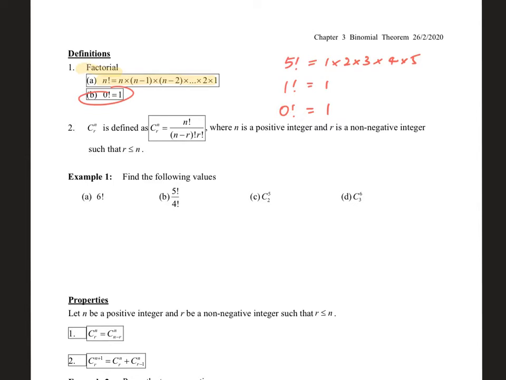For part B, of course, if you need to write the steps, you have 5, 4, 3, 2, and then 1 on top for 5 factorial. And 4 factorial will be 4, 3, 2, 1. And then next, you will see that when we are talking about division in factorial, most of the terms will be cancelled by looking at the smaller number. So that's why 4, 3, 2, 1 are cancelled, and that's why you have a 5.